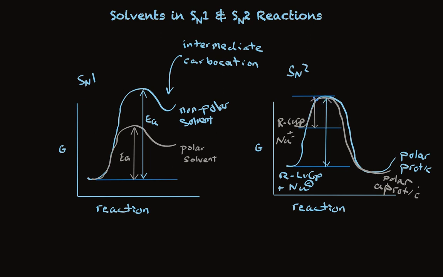So the SN2 reaction is promoted by polar aprotic solvents. The SN1 reaction is promoted by polar protic solvents. The protic solvents are especially good at stabilizing the anion products of the ionization step, which is the rate determining step. So overall, bottom line, polar solvents promote SN1 and SN2 reactions. Polar protic solvents especially promote SN1, and polar aprotic solvents especially promote SN2 reactions.